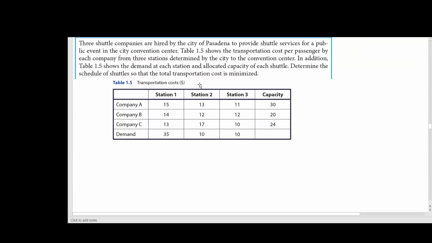Would it be how many people we can move at the lowest cost? Transportation cost? You're supposed to move all of them. So how many people you can move? You have to move all of this. 35, 10, 10. You have to move all of them. If you say minimum cost, don't move any of them. That's 0 cost, right? It's a requirement, which means it's a constraint that you have to move all of these people.